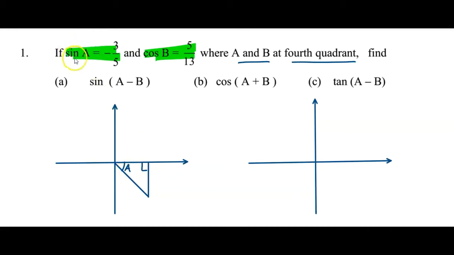Here the ratio of sine is negative 3 over 5. The negative here shows that this angle does not fall at the first and second quadrant. So the negative shows that it falls either at the third or the fourth quadrant. I won't consider the negative here, I will just consider 3 over 5. Sine A equals 3 over 5. Sine is opposite over hypotenuse, so 3 will be at the opposite side, and the hypotenuse will be 5 units. If you use the Pythagoras theorem to get the adjacent side, that will be 4.